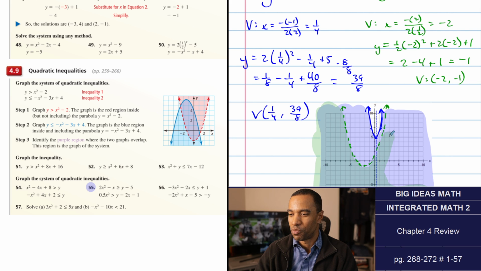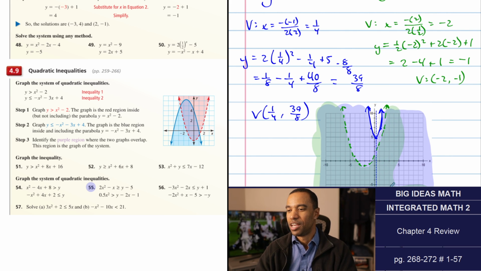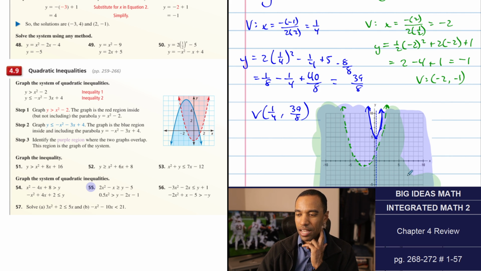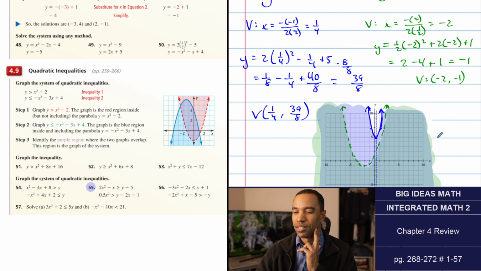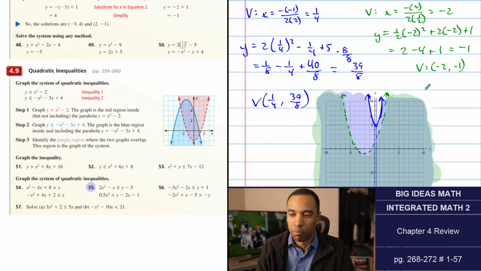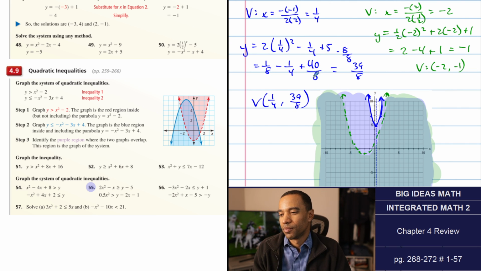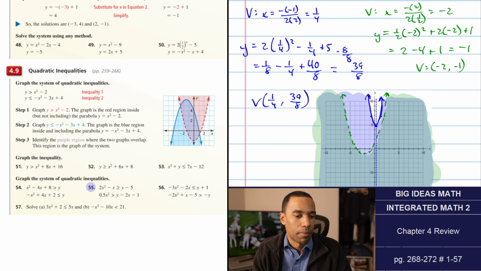But the overlapping shaded region is basically what's within here. Basically everything that's just less than that green one, really. The blue doesn't even really qualify in its own right. Everything that's green is also blue. And there's that. All right, number 56.